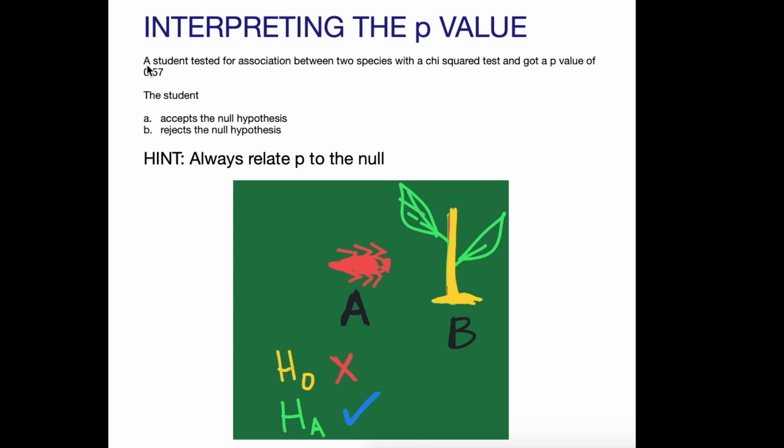That's where the confusion begins for some students, because they are uncertain as to how to interpret that, whether or not that means that there is an association or there isn't an association.